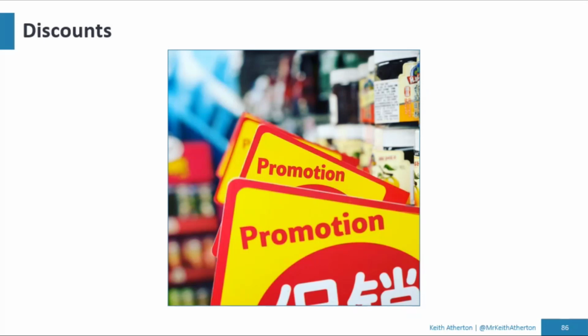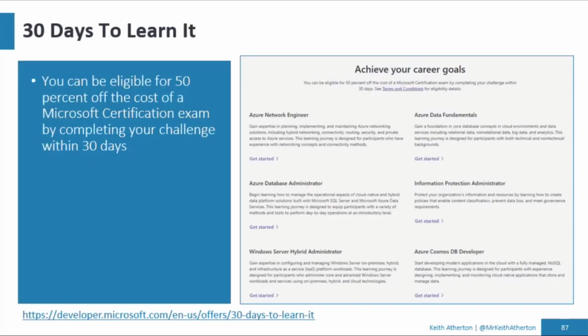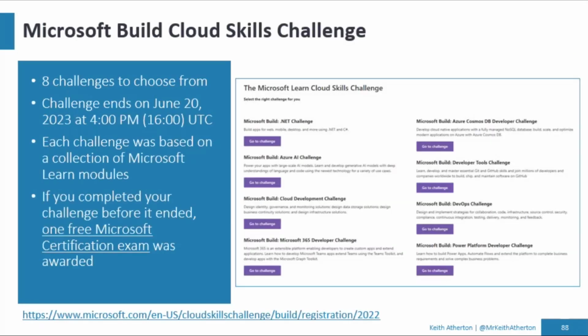And what we'll do is we'll look briefly at some discounts. Again, I know this is going to be a bit of a speed run, but we can share the links afterwards. So there's things like 30 Days to Learn It, where you can take a challenge of going through some Microsoft Learn modules. And if you do it within 30 days, you can get a 50% exam voucher. The Microsoft Build Cloud Skills Challenge, which unfortunately has just ended, but seems to come around quite often. Again, you get several challenges available. In this case, if you complete all the modules by the deadline, you do get a free exam voucher.